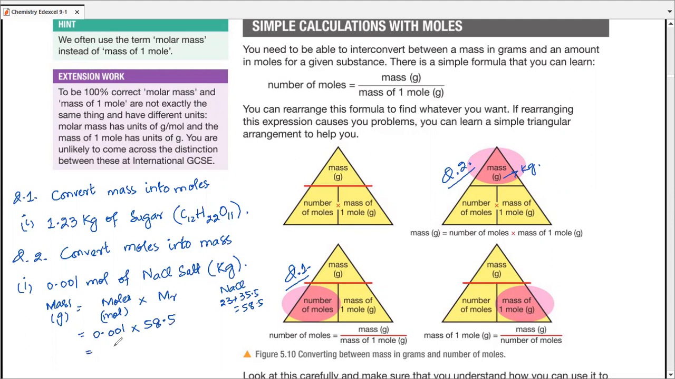Your answer comes out to be 0.0585. Now, this is in grams. We need to divide it by 1,000 to get our answer, and probably your calculator says 5.85 times 10 raised to the power minus 5. Yeah, not grams, sorry, since we have kg, kilograms. Is that right? Yeah.